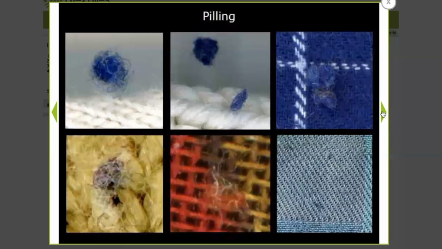Pilling is when you have those short fibers that roll up on the surface of the fabric and make little balls like that and just stay on the surface. So these are different examples of pilling of fabrics. Sometimes that happens when you're rubbing, for example, your handbag against your pants. Over time, it will start pulling up some of the yarns and it will roll up like this and cause pilling.